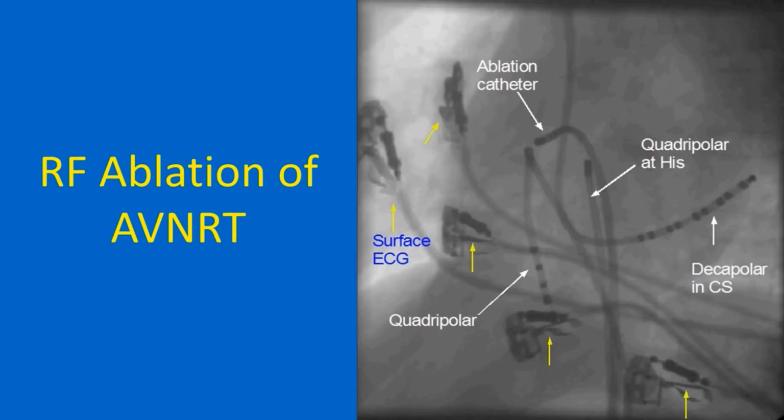Electrophysiology catheters are shown in left anterior oblique view. The surface ECG electrodes are marked with yellow arrows. The decapolar catheter is situated in the coronary sinus and has been introduced from above using a jugular vein puncture. The electrodes are numbered 1 to 10 in distal to proximal fashion, so that the distal pair is 1, 2 and the proximal pair is 9, 10.